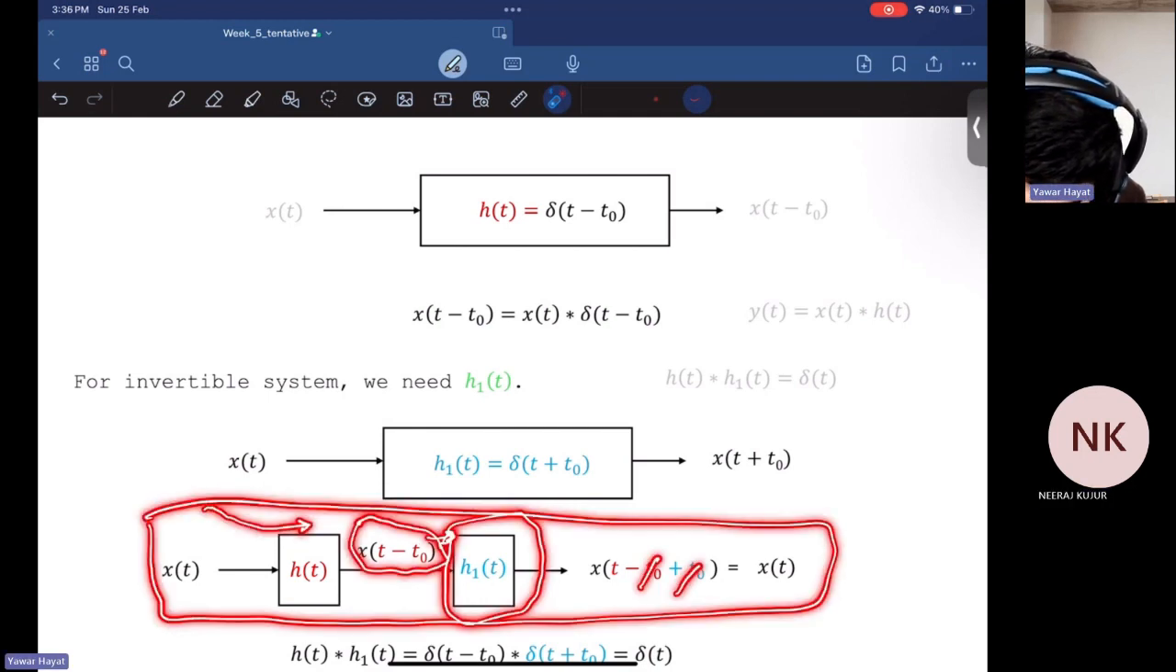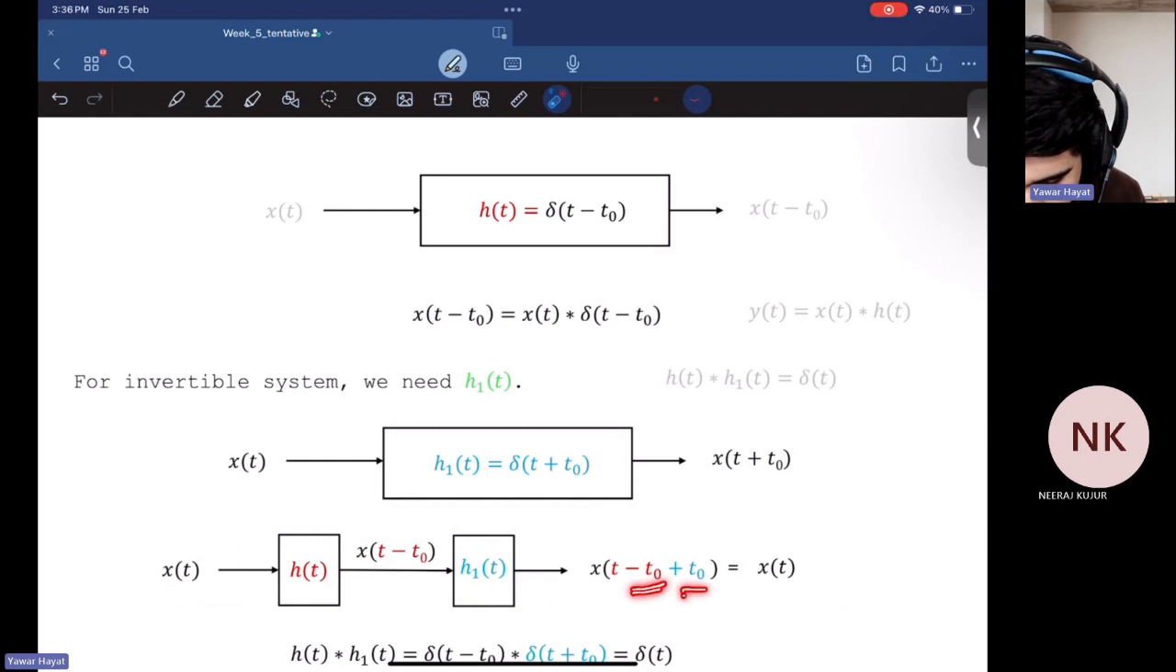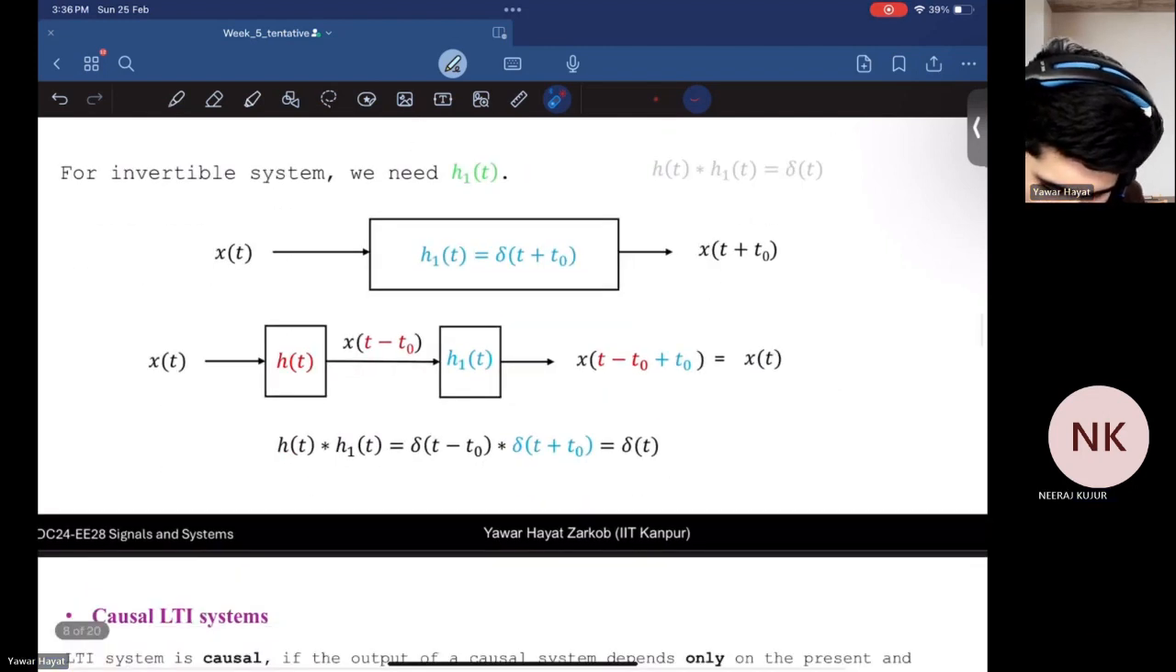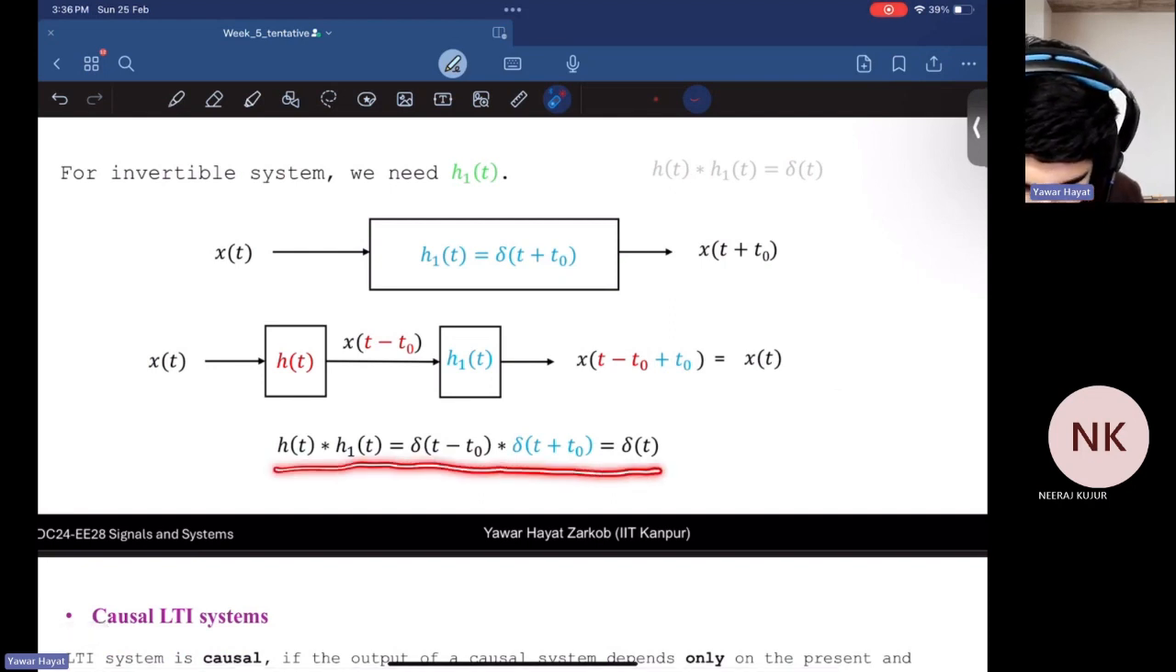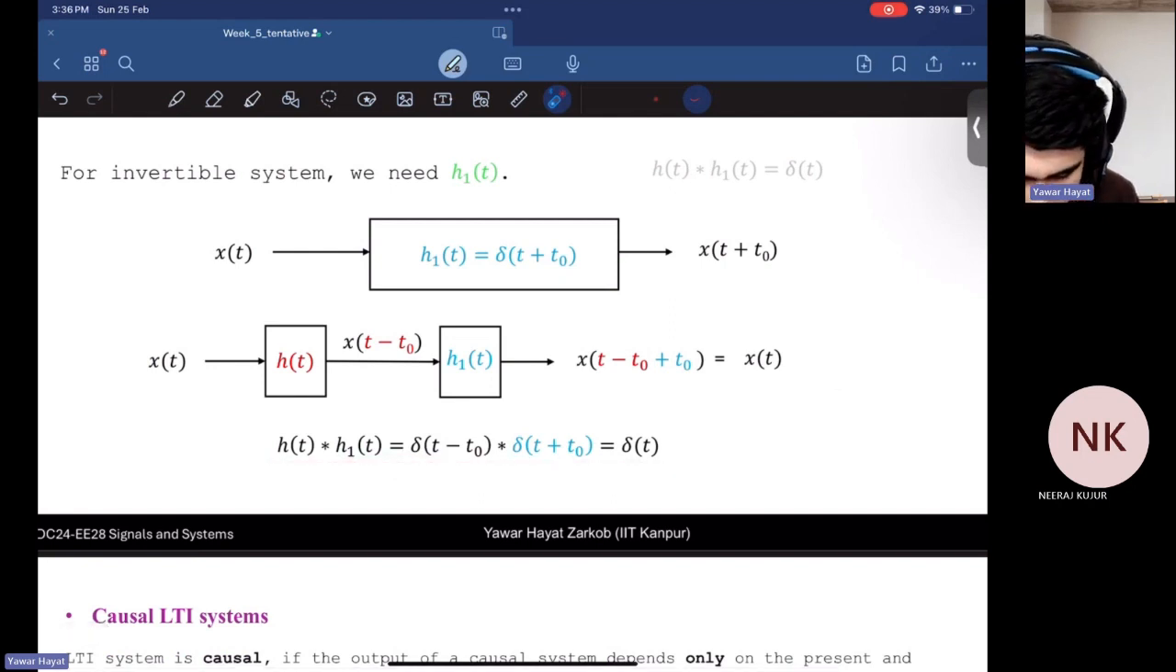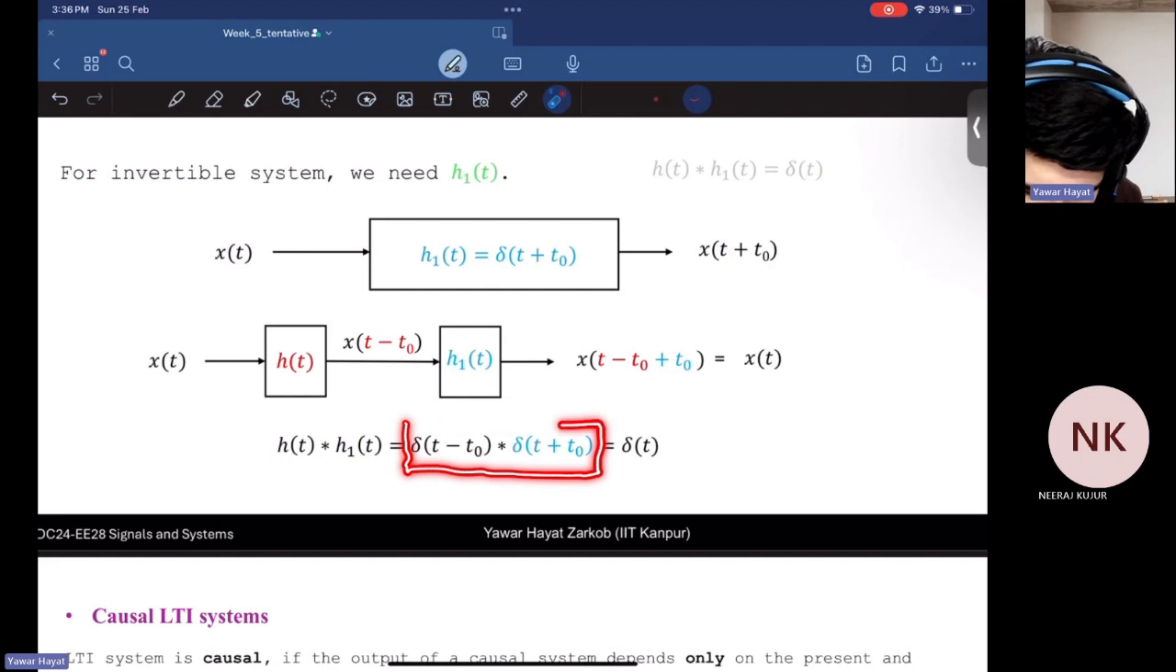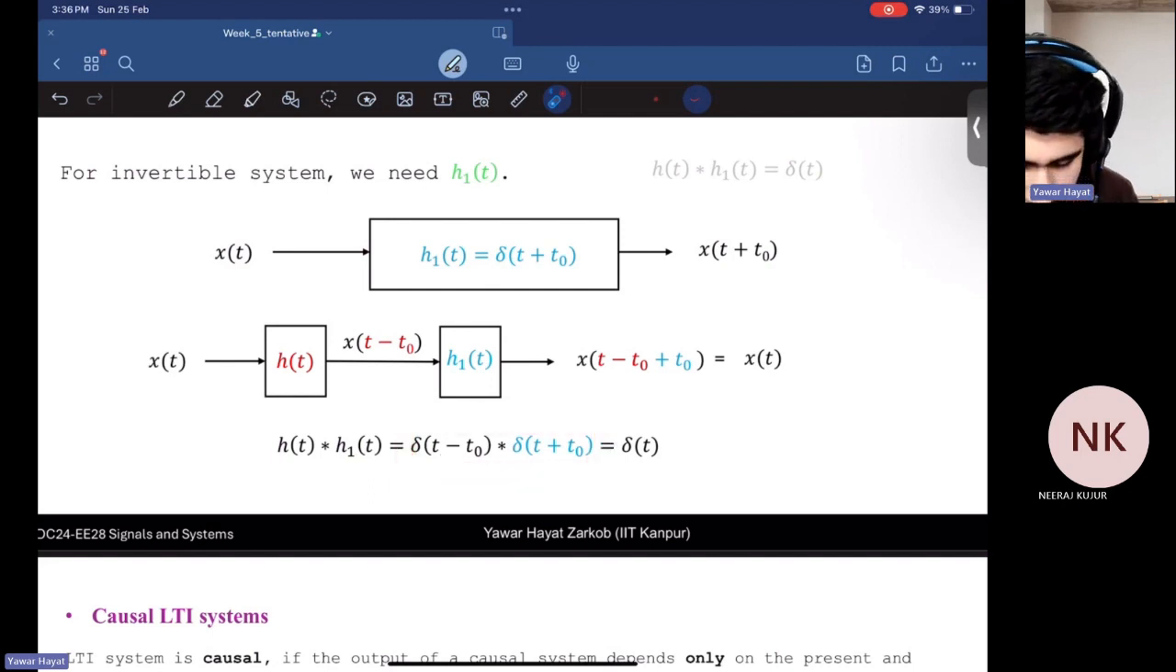Overall this time shift would be zero, because the minus t naught shift and plus t naught shift cancel each other. We are left with x of t. So this is what it means mathematically in terms of impulse response. We get back this del of t. It's an exercise for you all, you can try this out. Del of t minus t naught convolved with del of t plus t naught is del of t back.